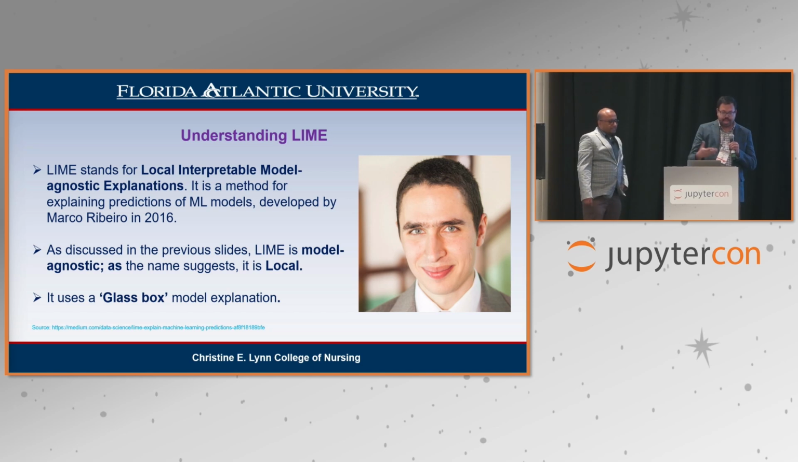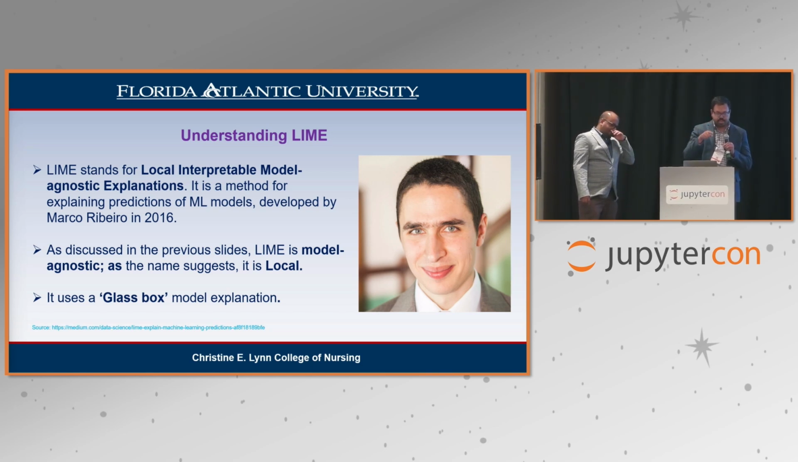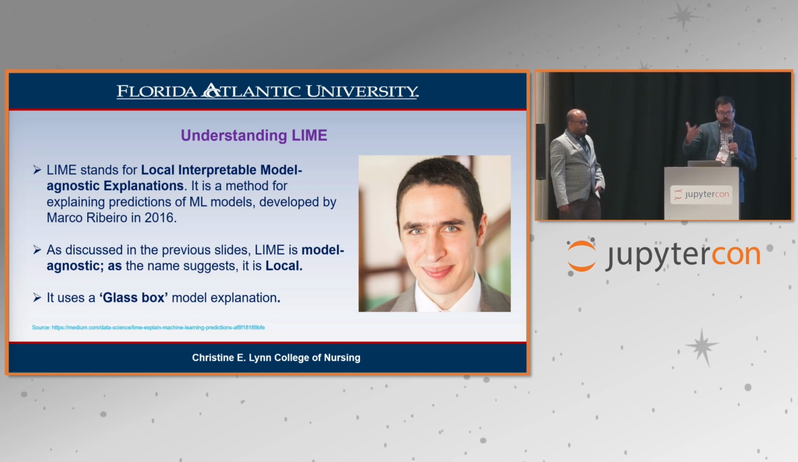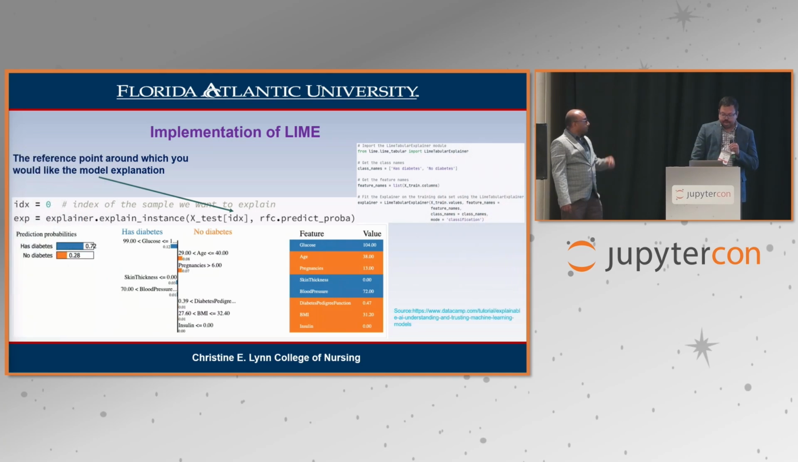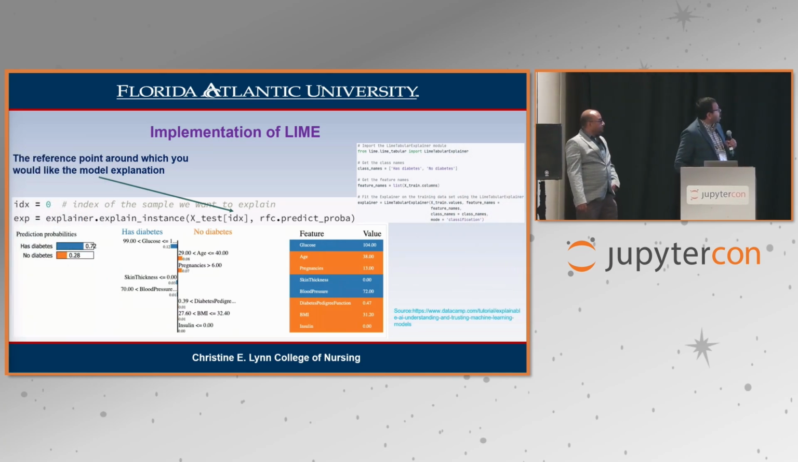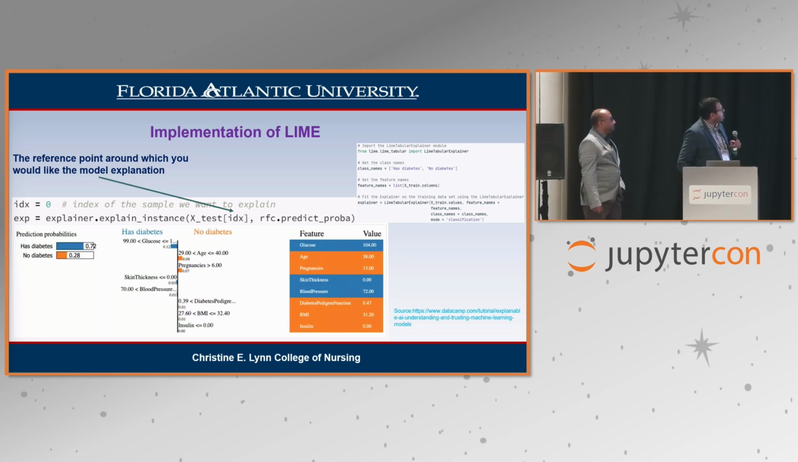So here the glass box is the simpler model that you're fitting in the local vicinity using the predicted labels of the original model that you want to explain. Okay, so over here, I think it's pip install lime is the library that you need to use. And this is the code that you are going to import from lime.lime_tabular. You're going to import the lime tabular explainer.